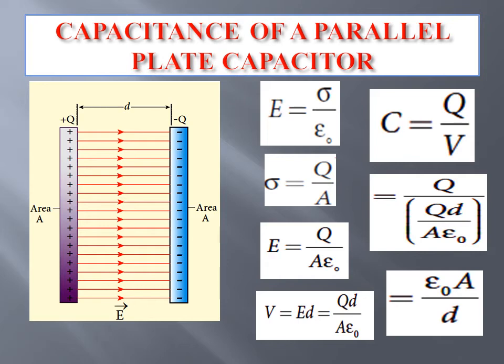Now we have to calculate the potential difference, because to find the capacitance, C = Q/V, and for V we take the formula V = E·d. You know the value of E, just substitute that and d. Then substitute in the value of C. C = Q/V, or C = Q/(Qd/(Aε₀)). Aε₀ goes on top, Q and Q get cancelled. Therefore, C = ε₀A/d.